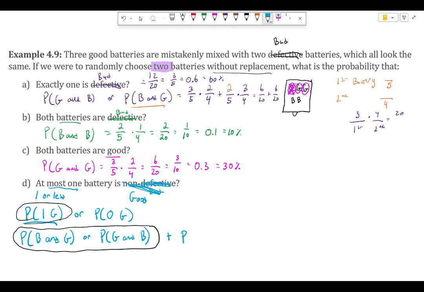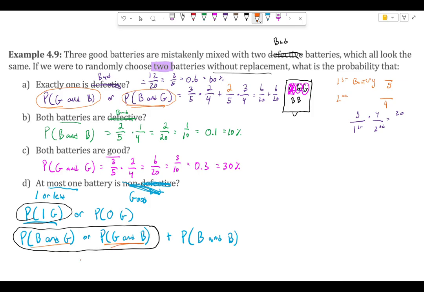Or we could have the probability of getting a bad and a bad. So the probability of 0 good would be that we get bad on the first and bad on the second. That would give us no good batteries. And luckily for us, we've already done these calculations. The probability of a bad on the first and a good on the second, we did up here. And the probability of a good on the first and a bad on the second, we did up here. I accidentally switched the orders from part A, but it's the same thing.